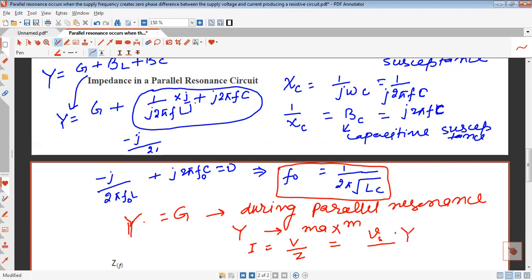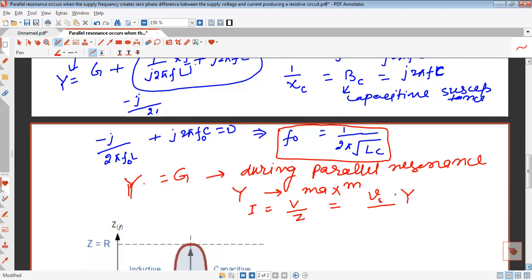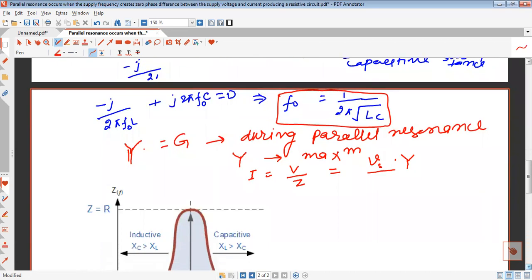So Y is maximum here. It means this current will also be maximum. I will also give you its comparison. How we will compare between series and parallel resonance will be given in the coming slide.